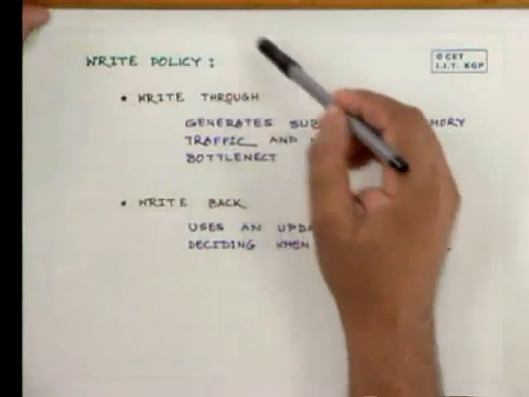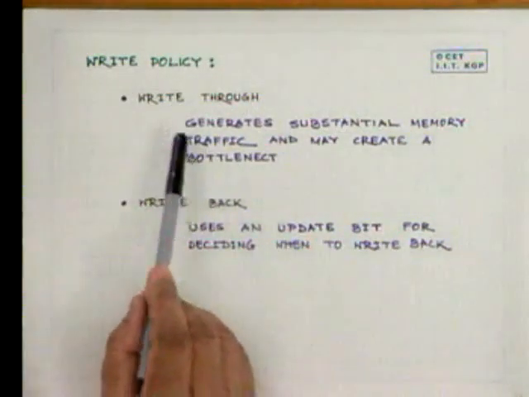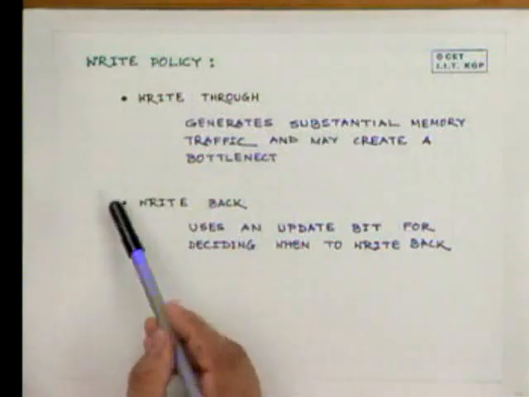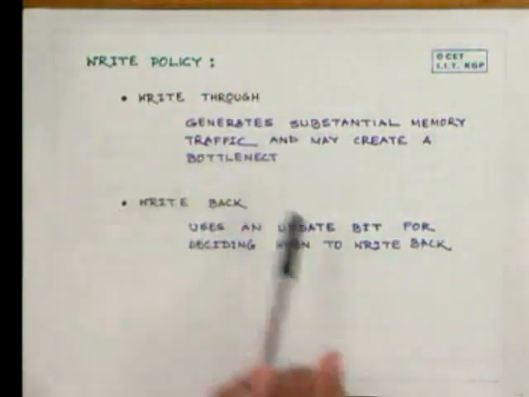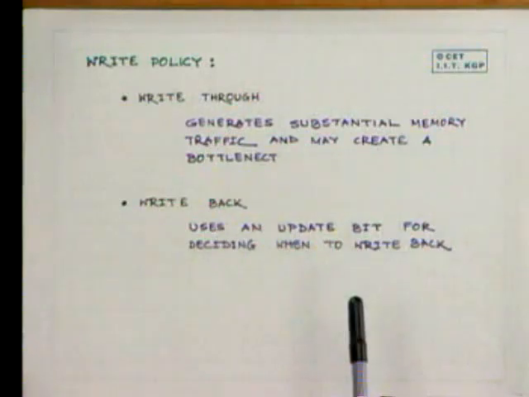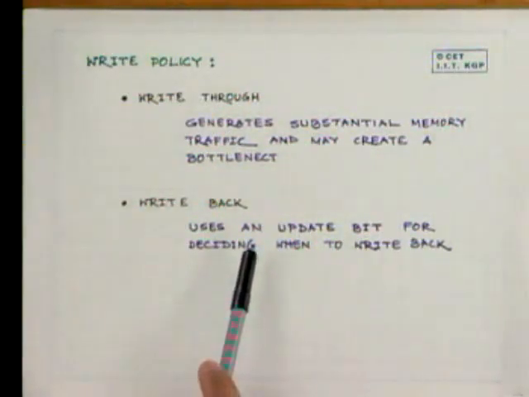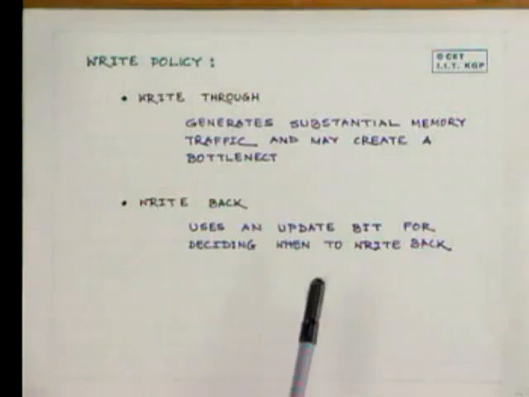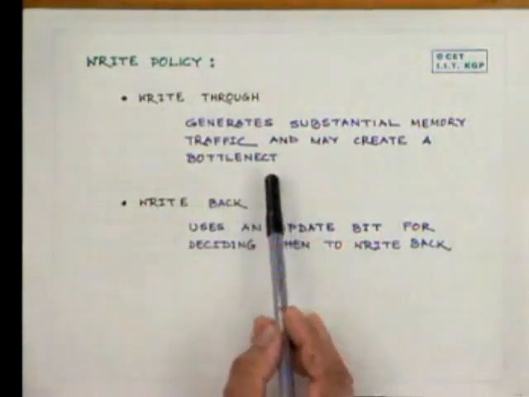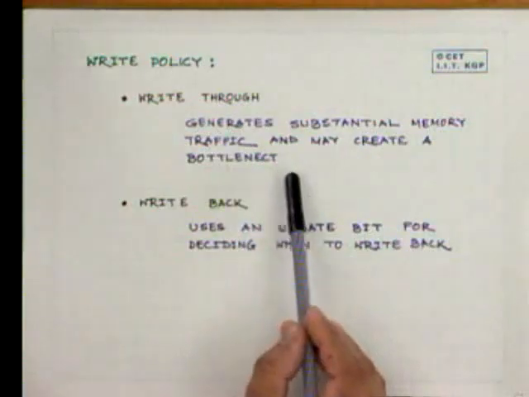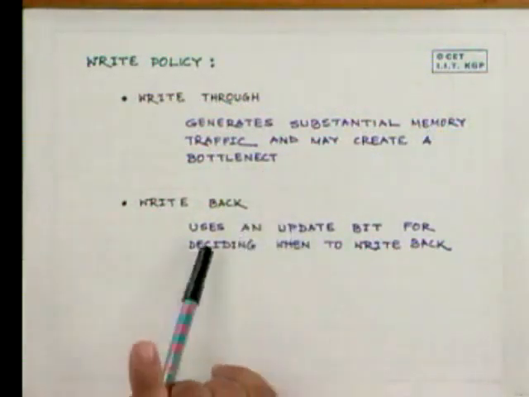The way that it's done, we call the write policy. Here we have shown two write policies. One is write through. Write through means that whenever the CPU writes in the cache, it writes in the corresponding location in the main memory also. But it has the disadvantage that it generates substantial memory traffic and may create a bottleneck itself, since whenever you write in the cache memory, you are writing in the main memory, so the total traffic may naturally be substantially high.